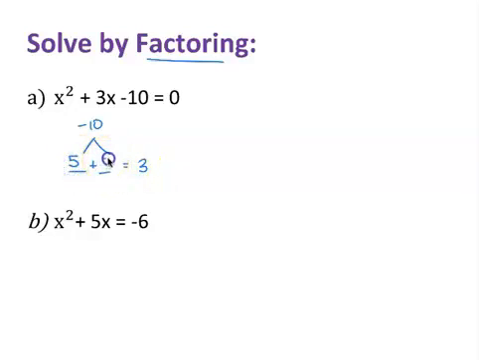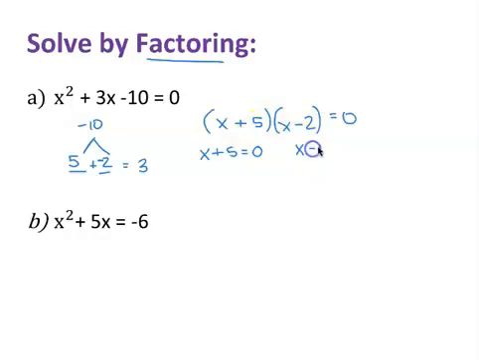So which one would be positive and which would be negative? Well, we want it to add up to 3. So if 5 is positive, the 2 would have to be negative. So our factors are going to be 5 and negative 2, because 5 minus 2 is 3. So that makes our factors x plus 5 and x minus 2. And remember, it's got to be equal to 0. So now, because they have to be equal to 0, I'm just going to set both factored sets in the parentheses equal to 0, and I would solve for x.